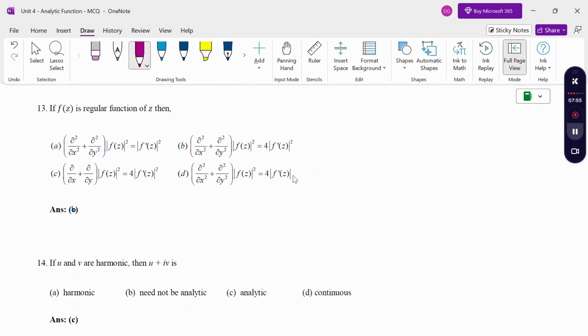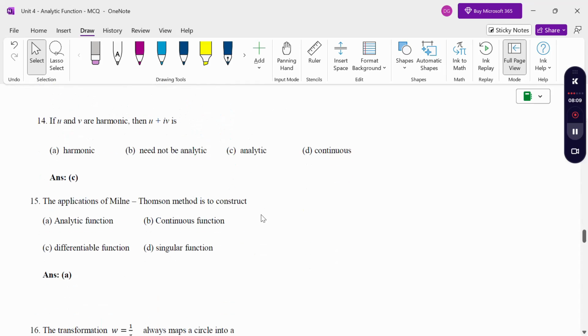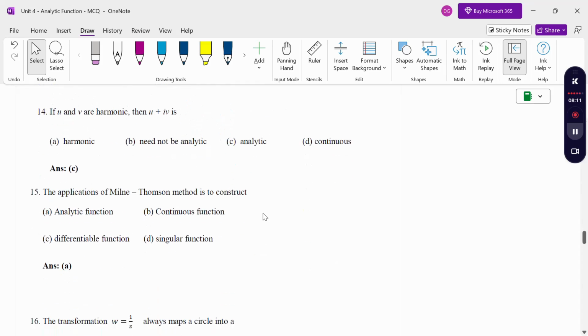Now the formula: if f of z is a regular function of z, then del square by del x square plus del square by del y square of modulus of f of z whole square equals 4 into modulus of f dash of z whole square. This is the correct proof. If u and v are harmonic, then u plus iv is an analytic function. The application of the Milne-Thomson method is to construct f of z. f of z is nothing but the analytic function.